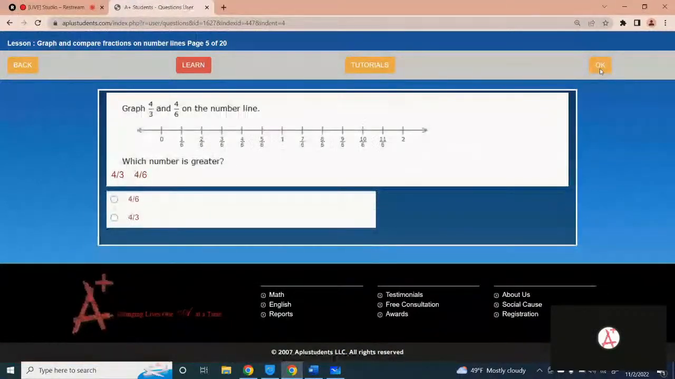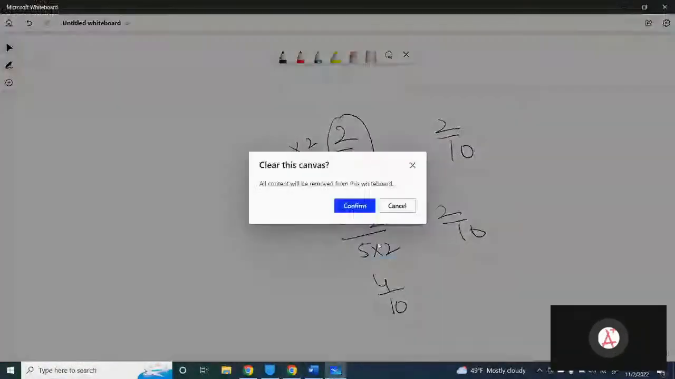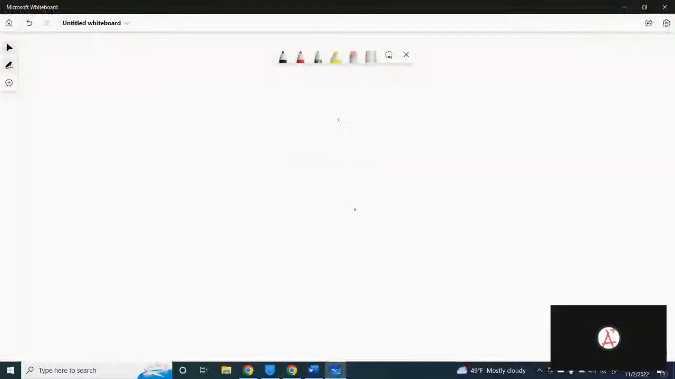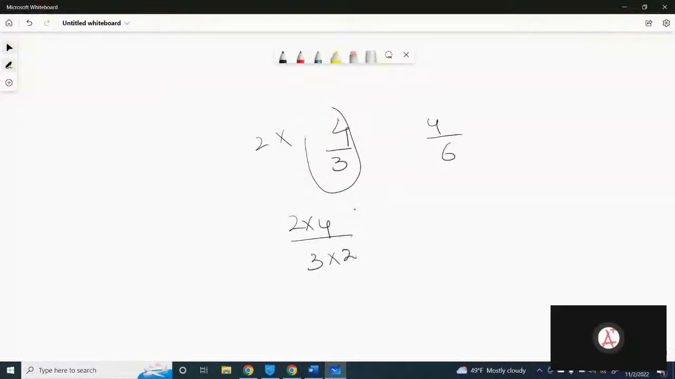Okay, the next graph: 4 by 3 and 4 by 6 on the number line. Which of them is greater? So make their denominators the same, 4 by 3 and 4 over 6. So 3 times what number makes 6? 3 times 2 makes 6. So just multiply this fraction by 2. It would be 2 over 3 times 2. So 4 times 2 is 8 and 3 times 2 is 6. It would be 8 over 6 or 4 over 6.